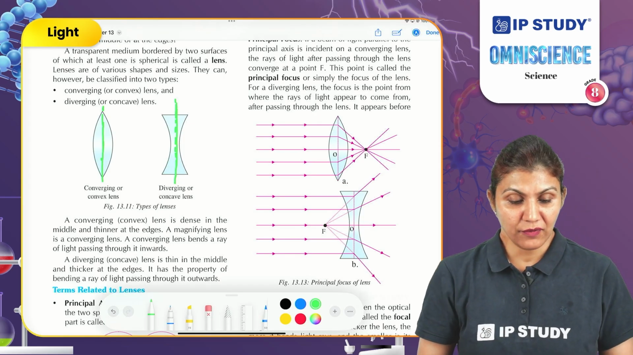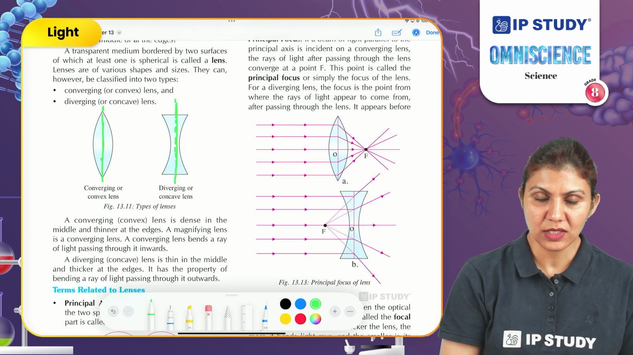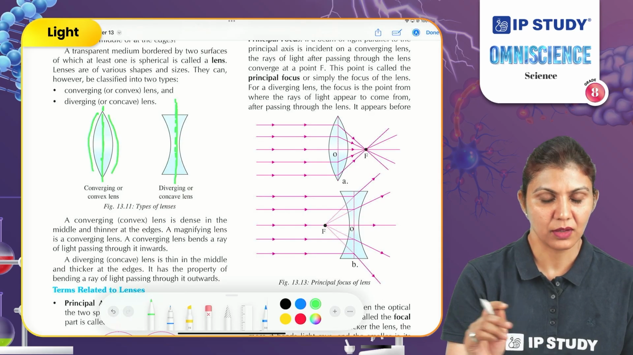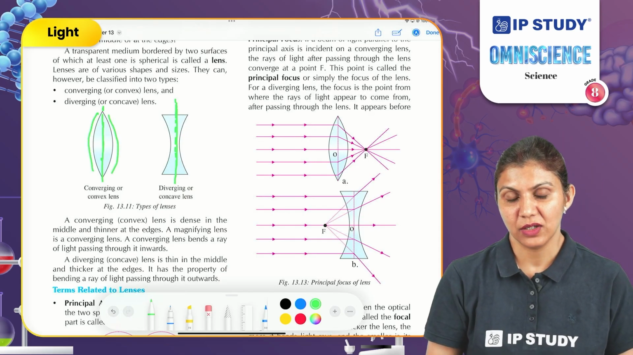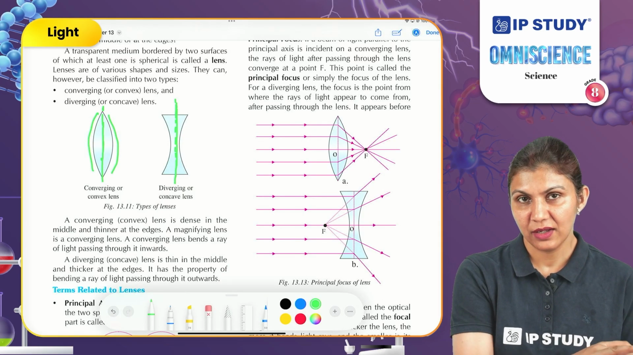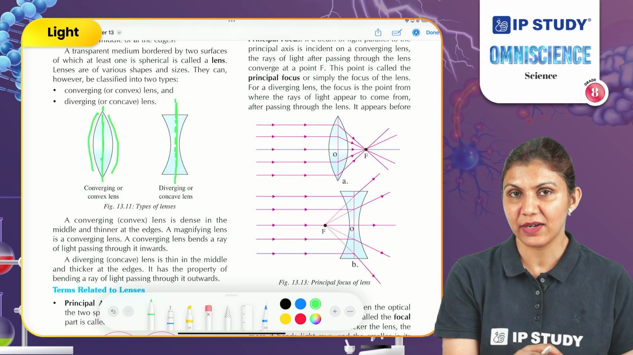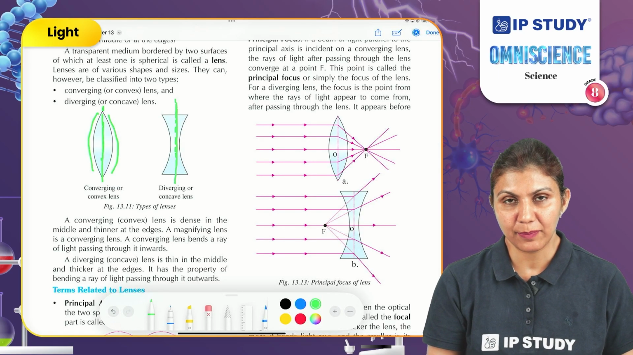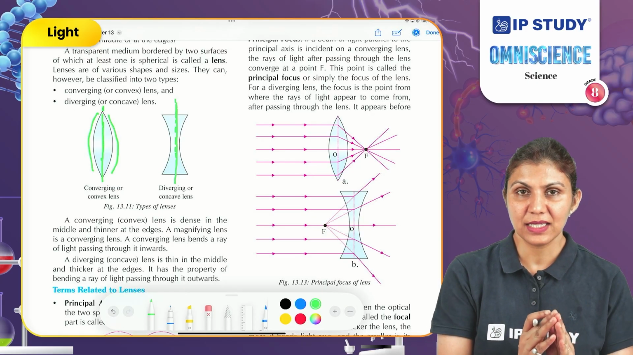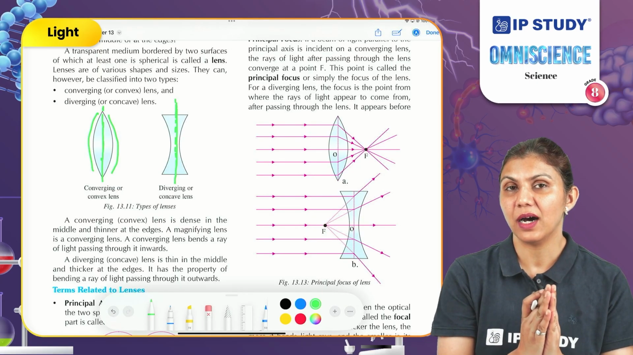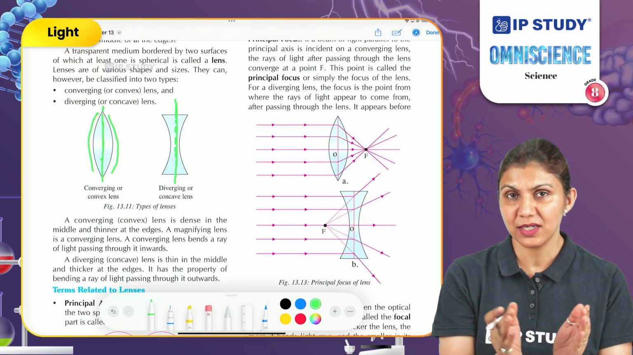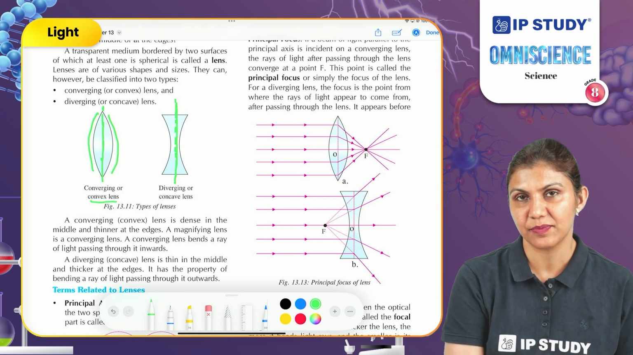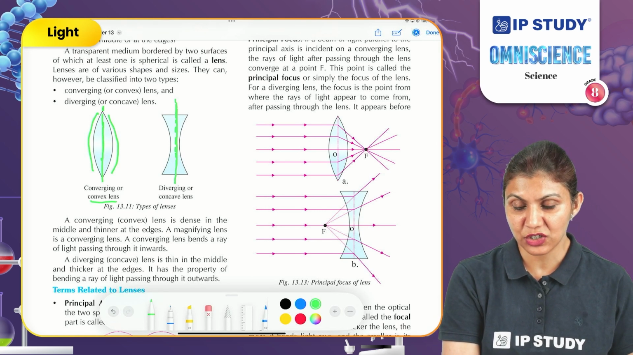If you observe the outer surface of these lenses, these are bulged outside. These are curved outside. So the light ray will enter through this and it will change its path. This will depend on the type of curve. If a lens is curved outside, bulged outside, this type of lens is called a convex lens. We call it a converging lens.